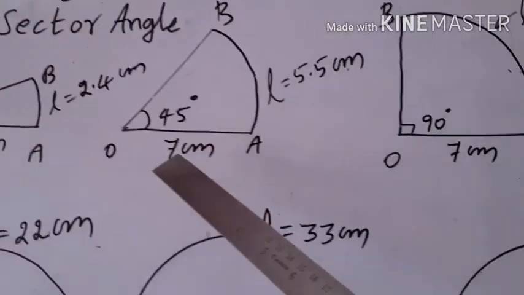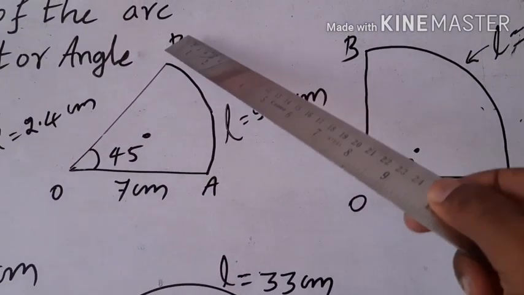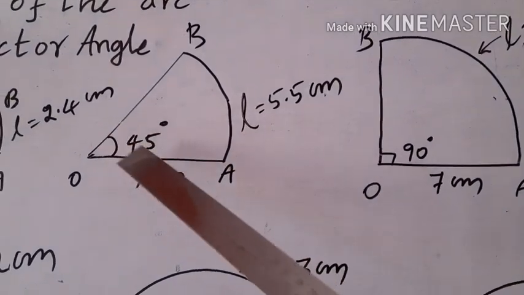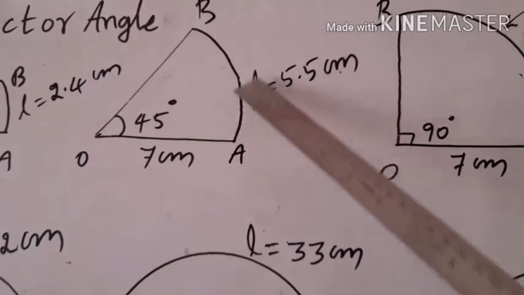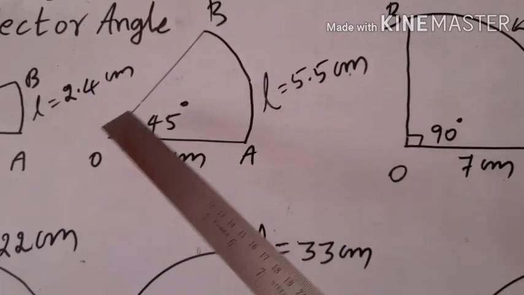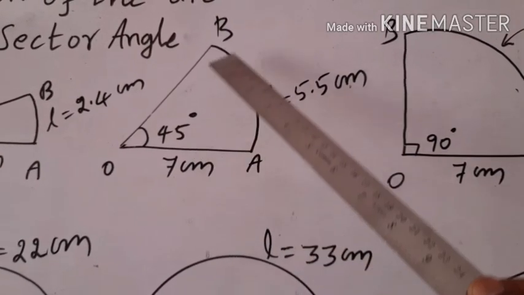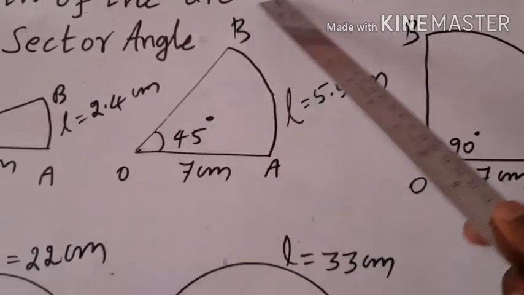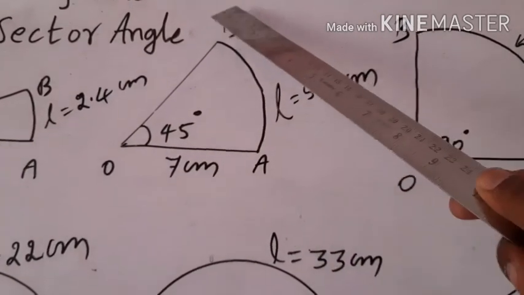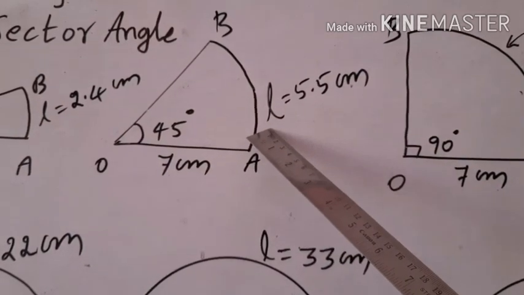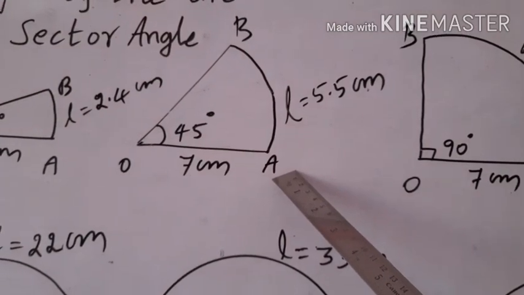Here also, OA and OB are two radii and AB is the arc of the circle, and they cover some place. The place covered by these two radii and the arc of the circle is called sector of the circle. Here angle AOB is called sector angle and this arc AB, its length is L. Therefore, L is called the length of the arc AB of the sector.